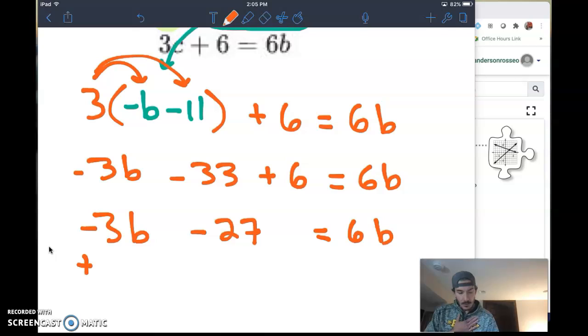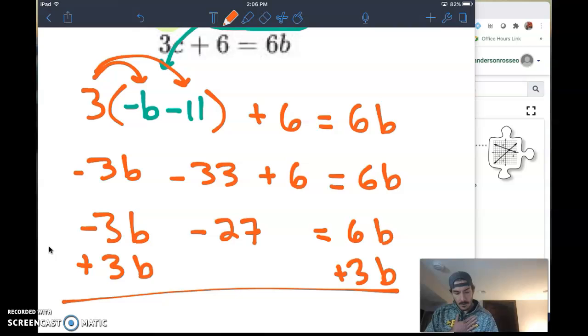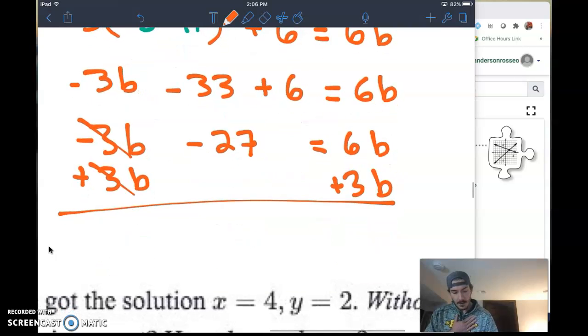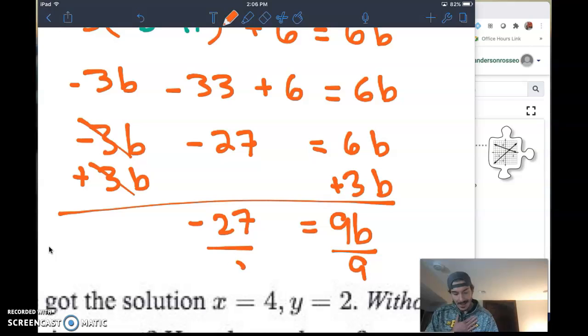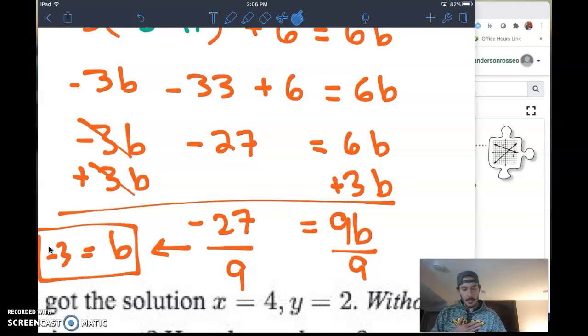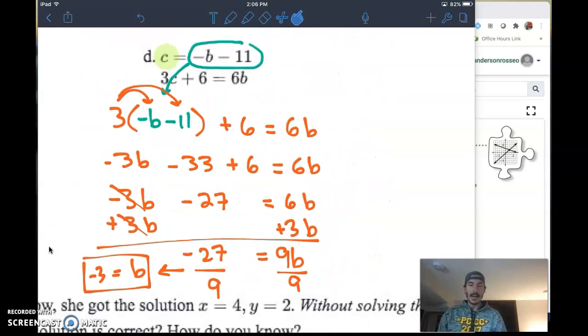And now let's add 3b to both sides. Over here we get some canceling, and we have negative 27 equals 3b and 6b makes 9b. Finally, let's divide by 9. I am going kind of quick here. Sorry about that. When we do this division by 9, I get b equals negative 3. All right. I maybe showed a little bit more work than you might have, but we don't want to sacrifice the process.